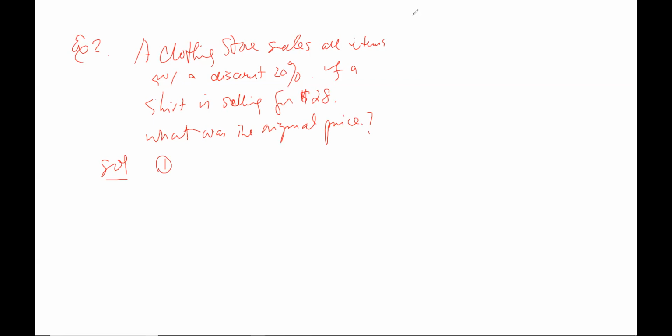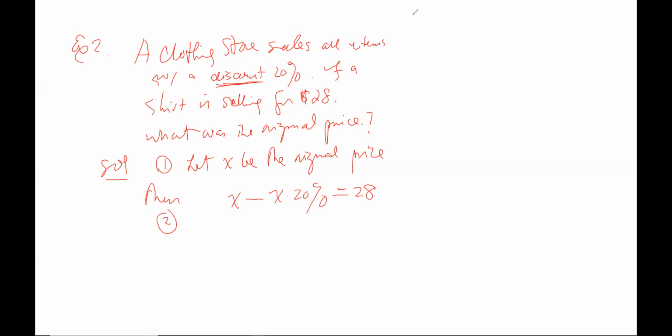First of all, what do I do? Define the variable, the original price. Yep. So we let X be the original price. Then the equation is X minus 20% X. That should be equal to what? 28. So follow the keyword here.